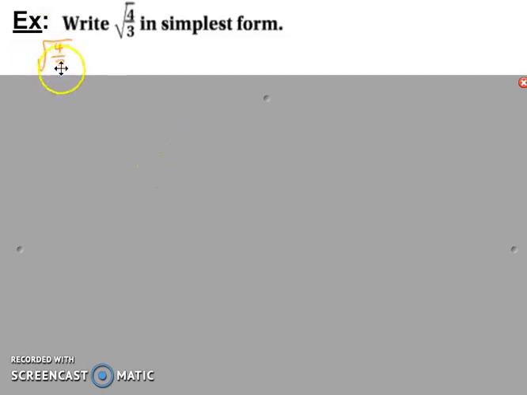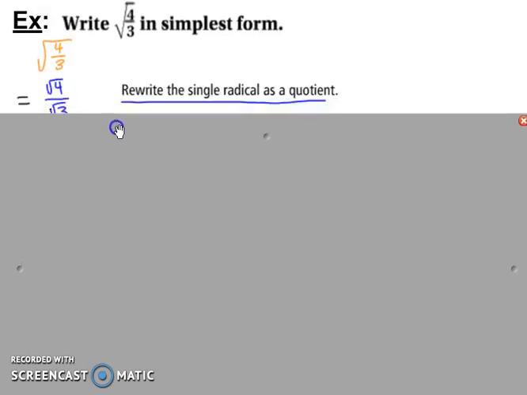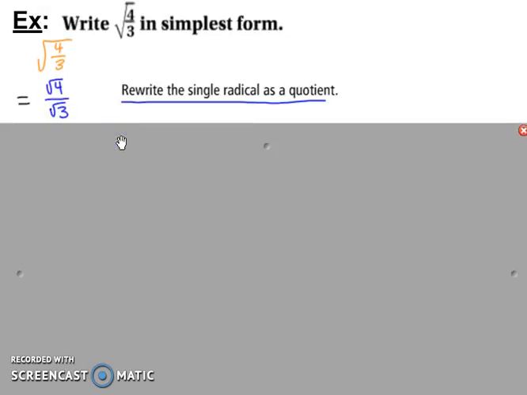So we know that the square root of 4/3 is not simplified because we said earlier we can't have a fraction within the radicand. The first thing we're going to do to simplify this is to rewrite that square root of 4/3 as the square root of 4 over the square root of 3. So we are rewriting that single radical as a quotient, as root 4 over root 3.